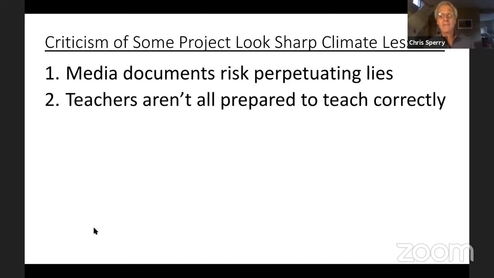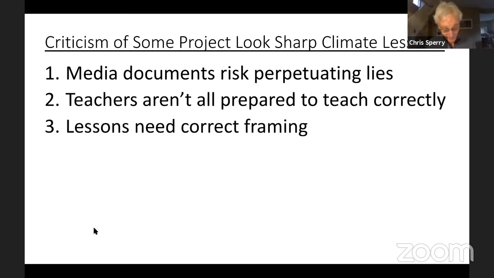What some of the professors and activists said is that that media message risks perpetuating those lies, and that while you may be doing a good job with those students who seem prepared, teachers aren't necessarily prepared to do that. And you risk doing harm by putting these materials out into the world. Next one. That the framing of the lessons is absolutely critical, and you need to do all that you can to ensure that teachers are using this appropriately.